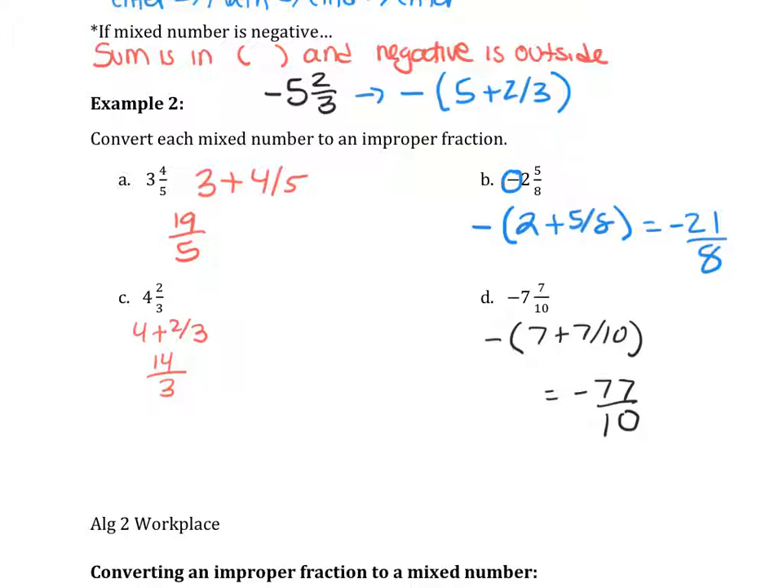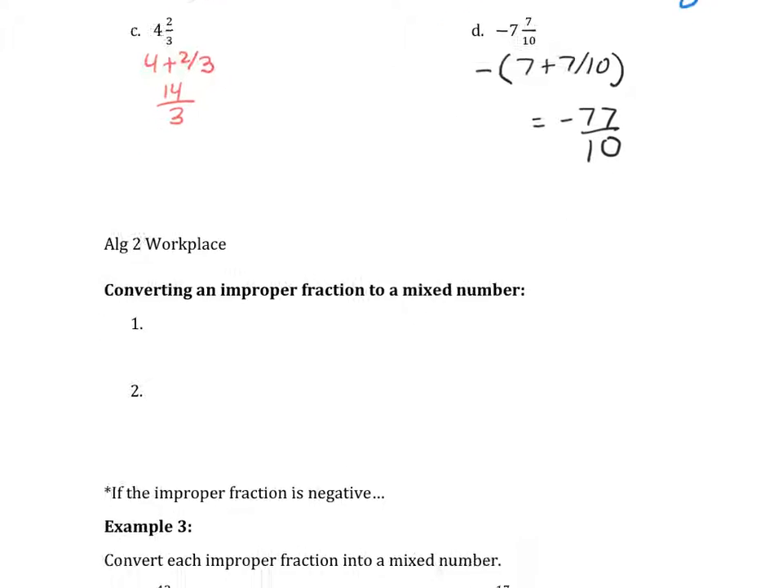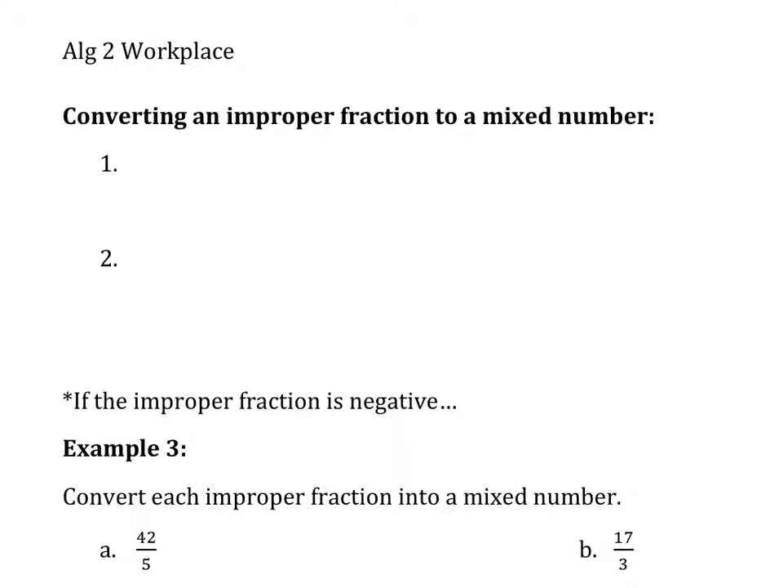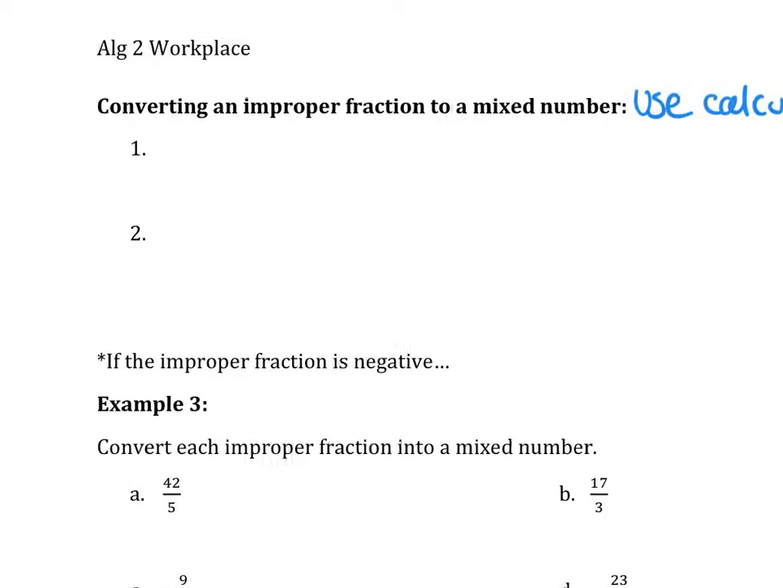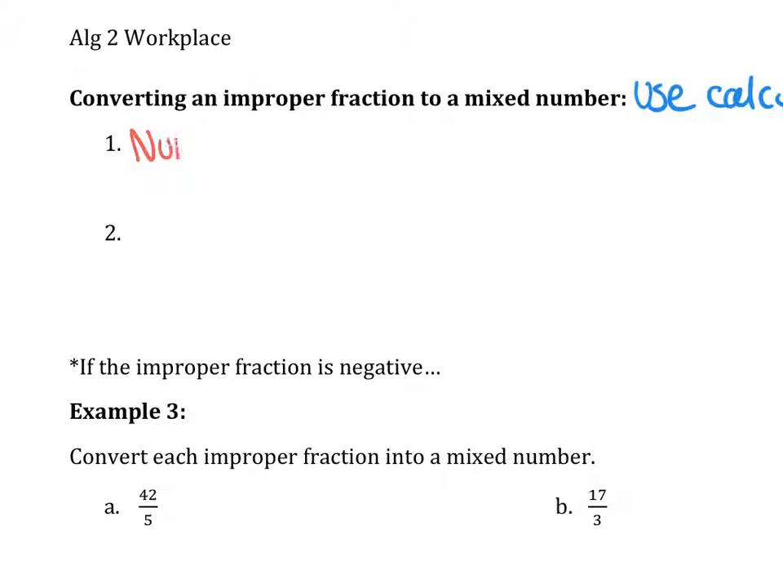Okay. So then on the back, now we're going to go the other way. So we're going to be starting with an improper fraction, and we're going to be going to a mixed number. So we're going to use our calculator again. You're going to do your numerator divided by your denominator. So your top number divided by your bottom number, just like we were doing when we were reducing the fractions.